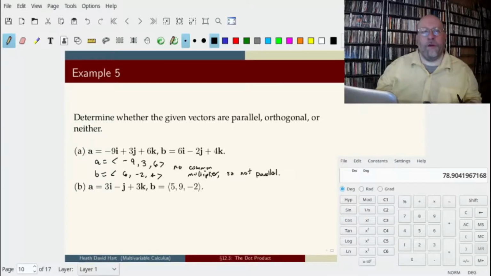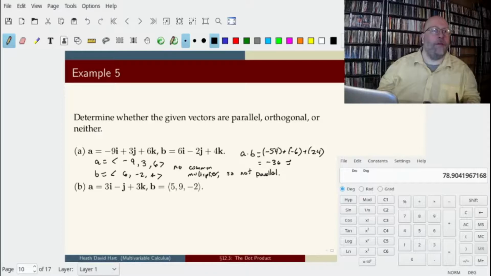So let's see if their dot product is 0. The dot product of A and B will be -54 plus -6 plus +24. I'm multiplying the x-coordinates and the y-coordinates and the z-coordinates together. And what is that? That is -36, but it's not equal to 0. And so these are not orthogonal either. And so these two vectors are neither.